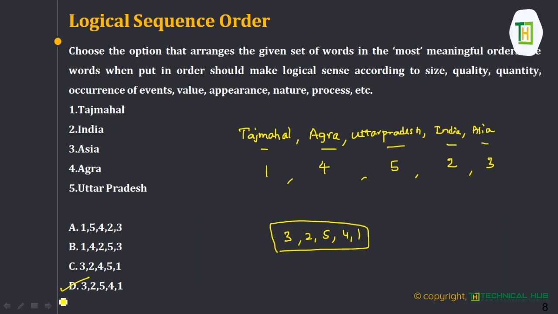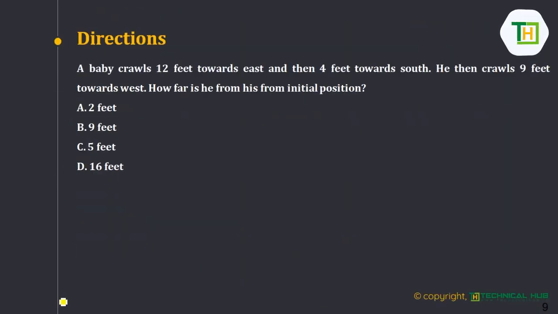So I think it is clear. Moving on to the next question from directions. Yesterday we have done this. So 12 feet towards east and 4 feet towards south. So that means 12 feet towards east, and from then 4 feet towards south, and again 9 feet towards west here. Okay. So now what is the distance from the initial position?